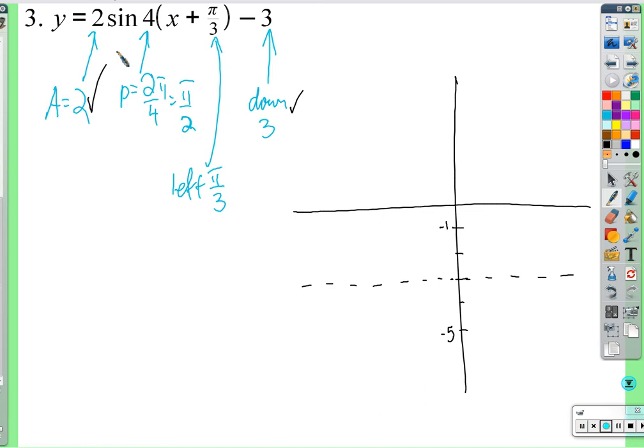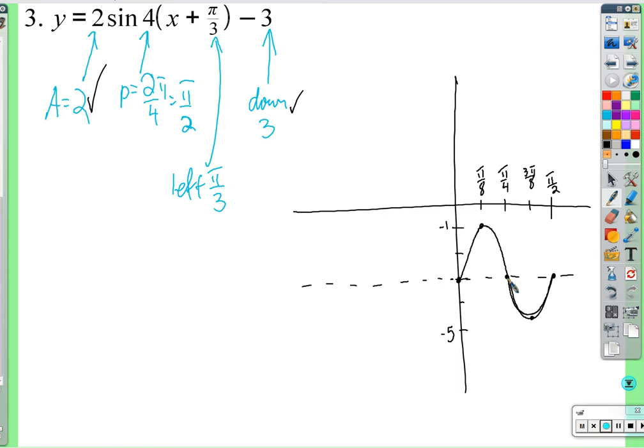So now, as we normally would, we'll graph this sine wave with a period of pi over 2. And after you figure out where those 5 key points are, we'll move them to the left pi over 3. So we've got a period of pi over 2. This would be pi over 4. This would be pi over 8. This would be 3 pi over 8. Here to there, down there, down here, down there, because it is a sine wave. Okay. And then last thing would be to do what now?